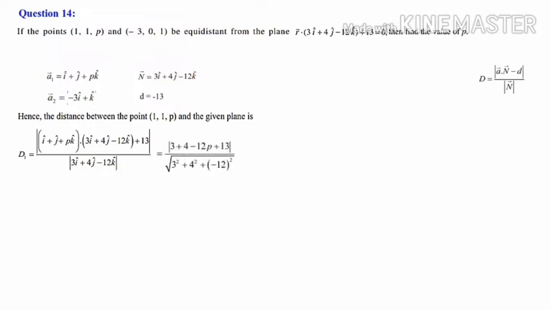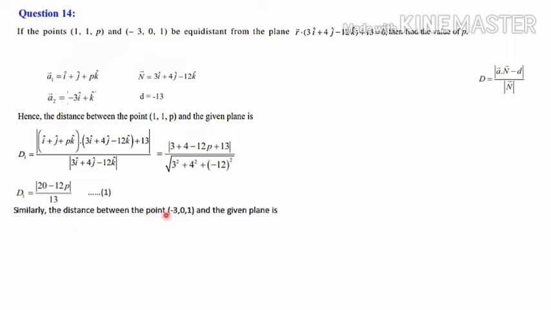When you take the dot product, just multiply the scalar components. 1 into 3, that is 3, 1 into 4, that is 4, then p into minus 12, that is minus 12p, plus 13, divided by the modulus value, which is root of 3 square plus 4 square plus minus 12 the whole square. That is d1 is equal to 4 plus 3 is 7, 7 plus 13 is 20. So 20 minus 12p divided by, when you do the calculation, 3 square 9, 4 square 16, minus 12 square 144. When you add these three, we will get root of 169. Root of 169 is 13. Let it be equation number 1.